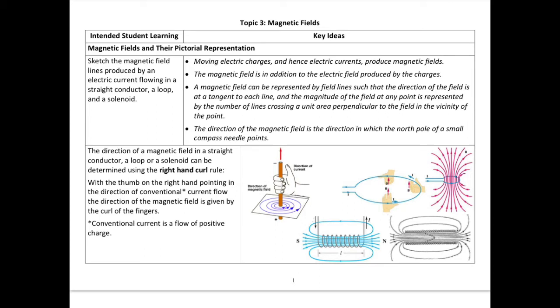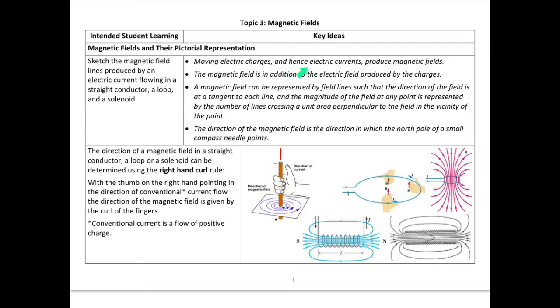Firstly, what do we need to be able to do? So our intended student learning is to sketch the magnetic field lines produced by an electric current flowing in a straight conductor, a loop, and a solenoid. So a solenoid is basically just a coil. Just a little bit of background before we get into how that happens, and not that it's that difficult.